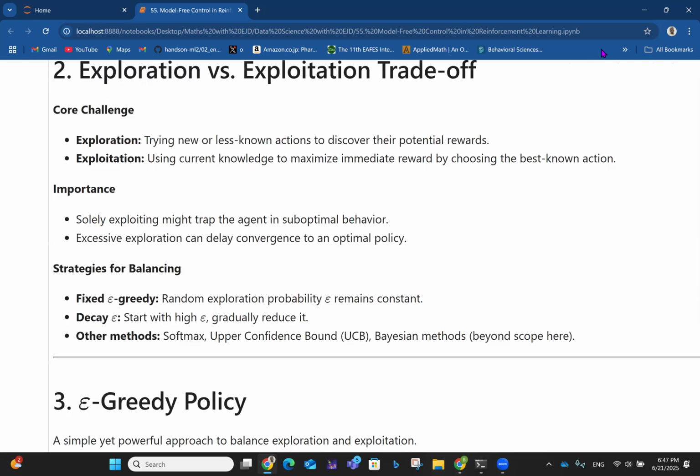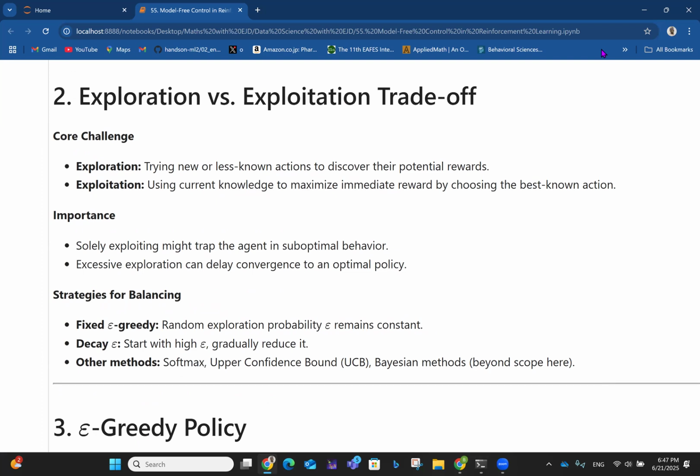Then we move on to talk about the exploration versus exploitation trade-off. The core challenge here: we have two challenges. We need to explore and we need to exploit. Exploration is trying new or less known actions to discover their potential reward. You are in a new environment, you don't know what to expect, so you begin to check things out and say, if I do this, I get this reward. If I do this, I get this reward. So if I want to get the best reward, this is what I should do. That's the idea of exploration.